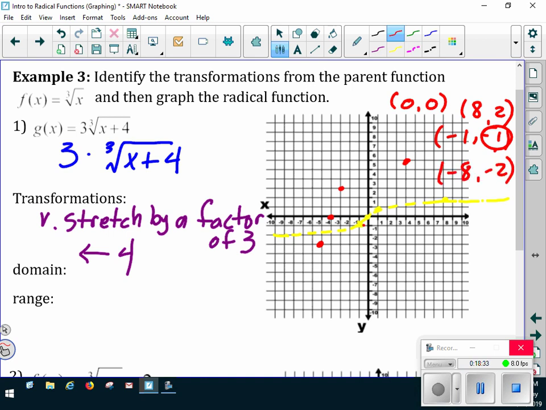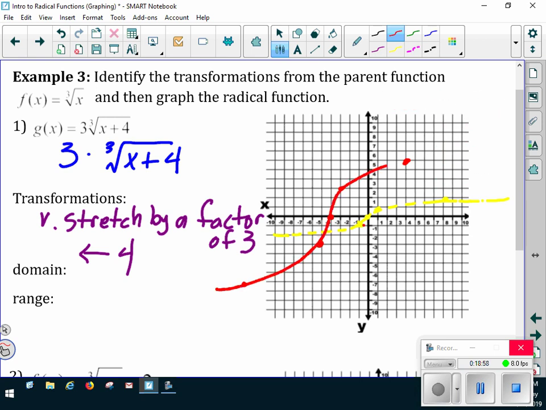-8, -2. How do you vertical stretch by a factor of 3? What do you do? -8, -6. And then? Left 4. And I may be off. We're just going to have to go over there. And there's your graph. Can you see that that thing is vertically stretched? Can you see that this thing was shifted to the left?